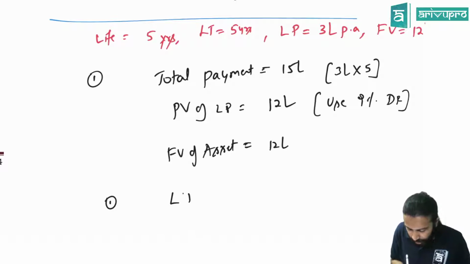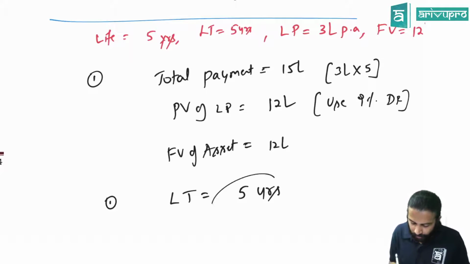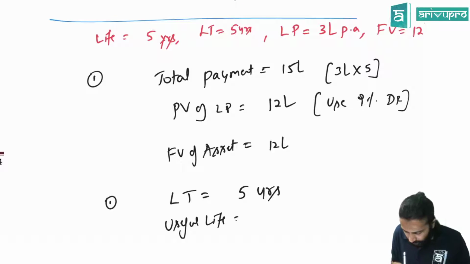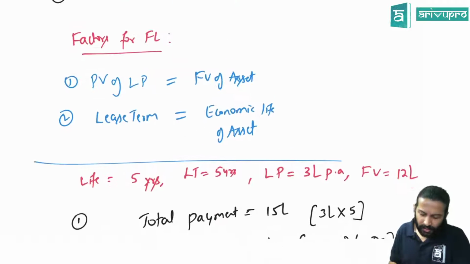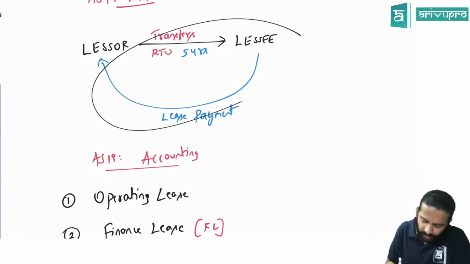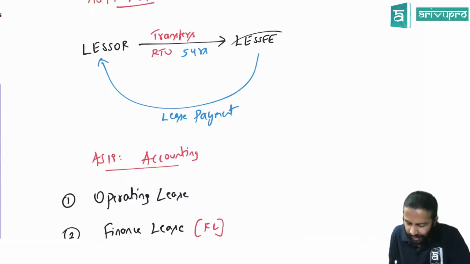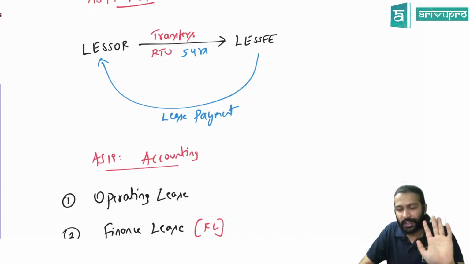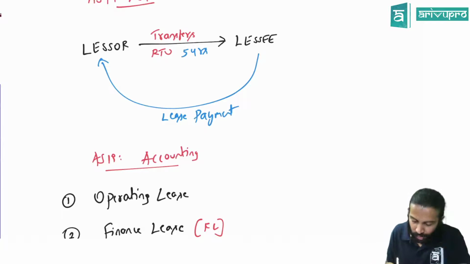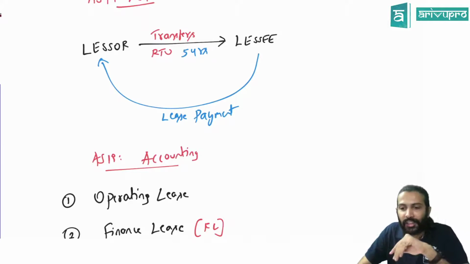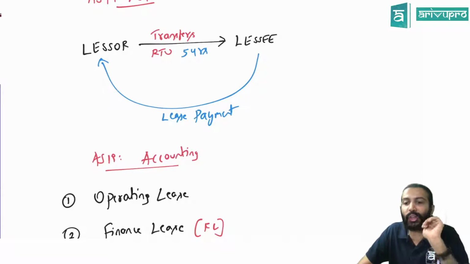What is the lease term, which I'm going to call LT? Lease term is 5 years. What is the useful life of the asset, sir? Useful life of the asset is also 5 years. Think practically: who is going to use the asset for its entire useful life? The lessor owns the asset, no doubt, but the asset's life is 5 years, and for the entire 5 years, who is going to use the asset? The lessee. All the benefit related to that asset, who will get it?